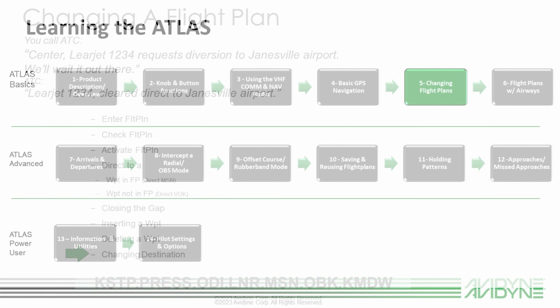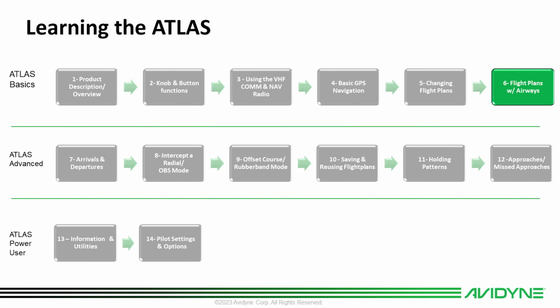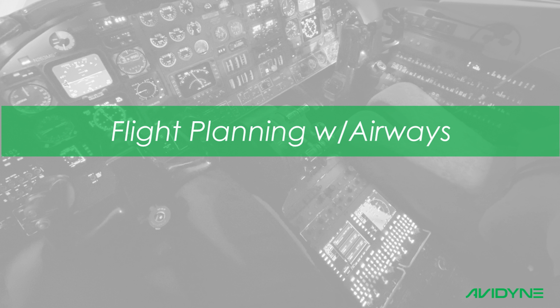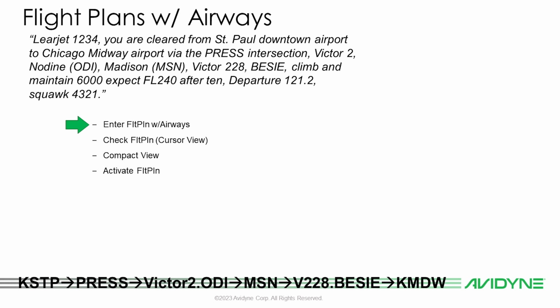That was lesson 5, changing flight plans. This is lesson 6, flight plans with Airways. In this lesson, we will enter a flight plan that contains multiple airways so you can see just how easy it is. For this scenario, we had the following clearance.